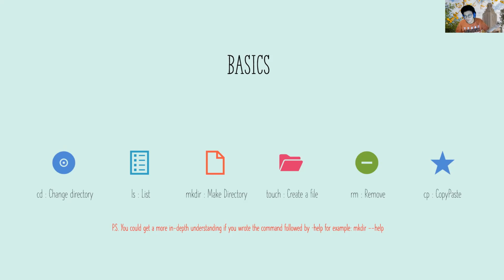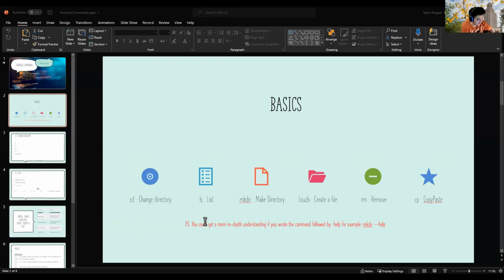rm is remove, cp is copy and paste. Again, if you want a more in-depth understanding of any of these commands, you write the name of the command followed by dash dash help. And I'm going to show you that on the terminal. So let's try to do that first. Let's do cd dash help.